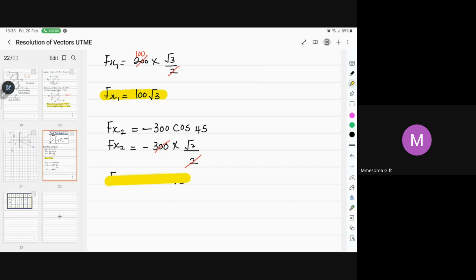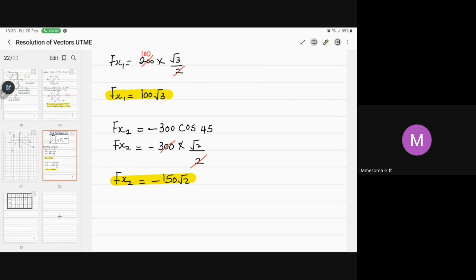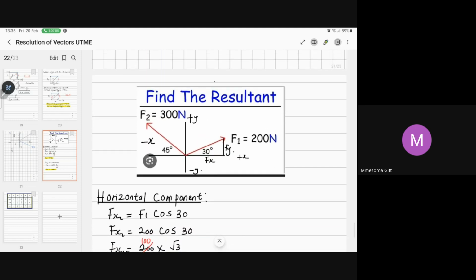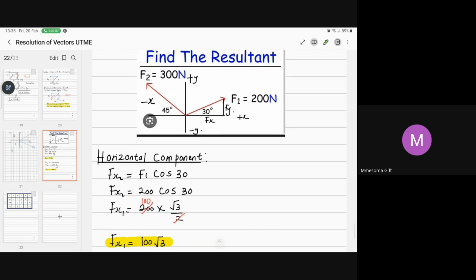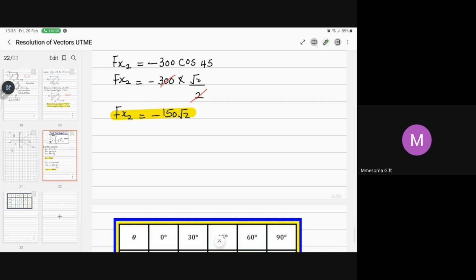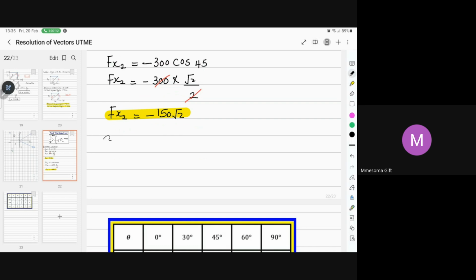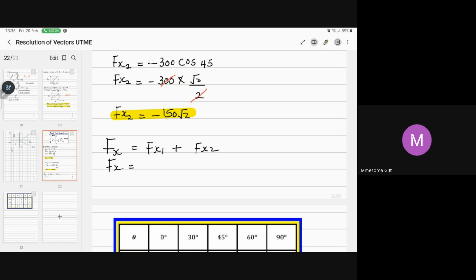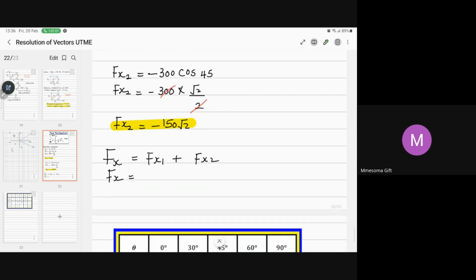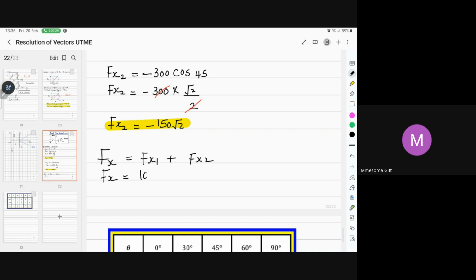Good. So we are done with our horizontal component of the force. We've resolved all the forces they gave us to the horizontal direction. So now the next work we're going to do is your vertical direction, so we can bring them together. Total fx will be fx1 plus fx2. Are we together, guys? So that fx, all the forces in the horizontal direction, is going to be, the first one is 100 root 3. So we have 100 root 3 minus 150 root 2.